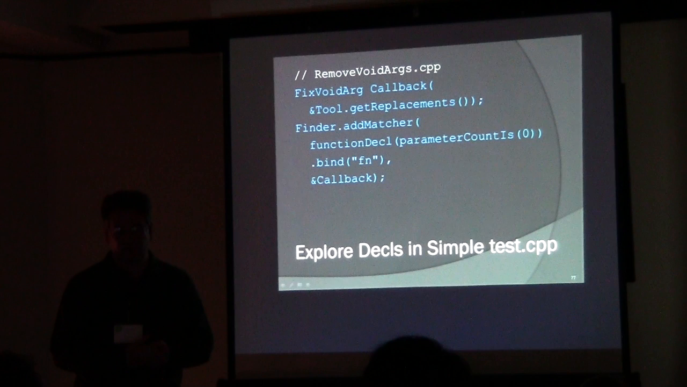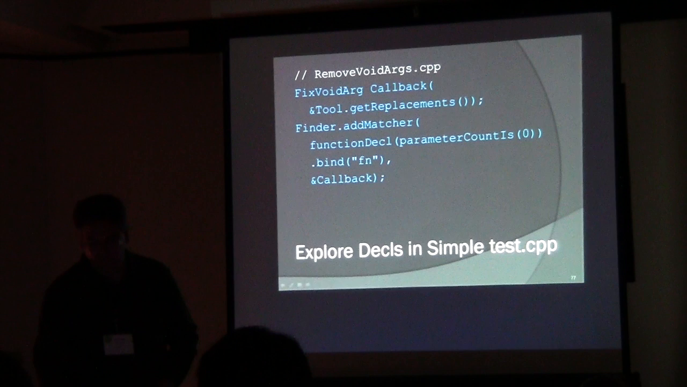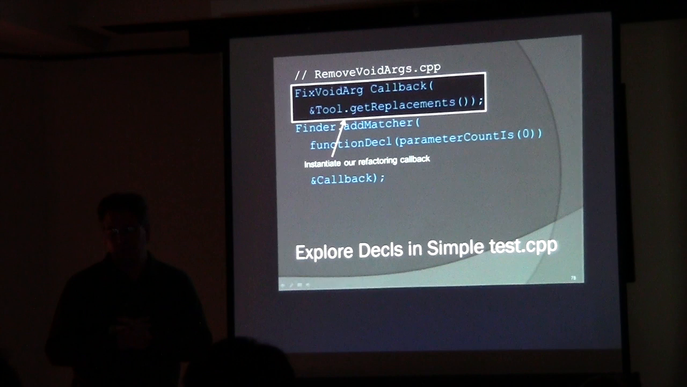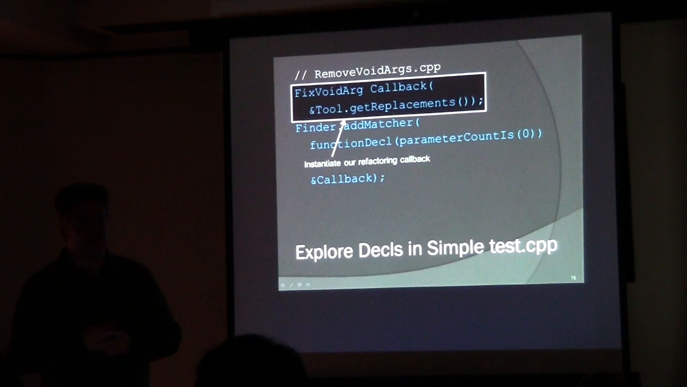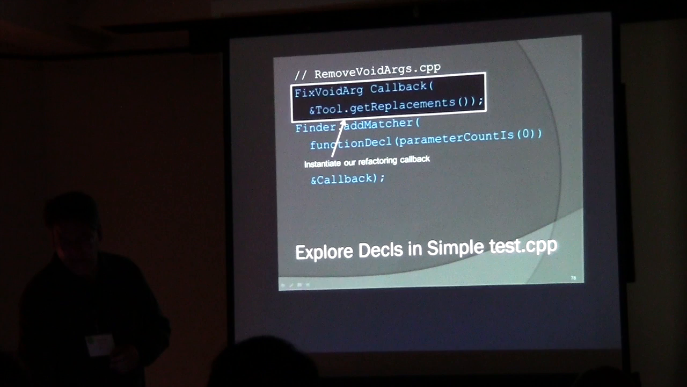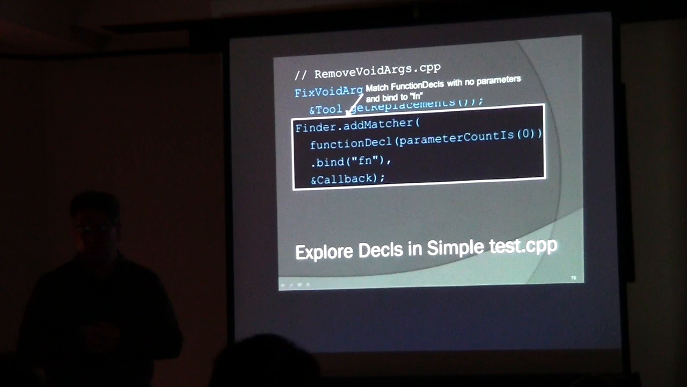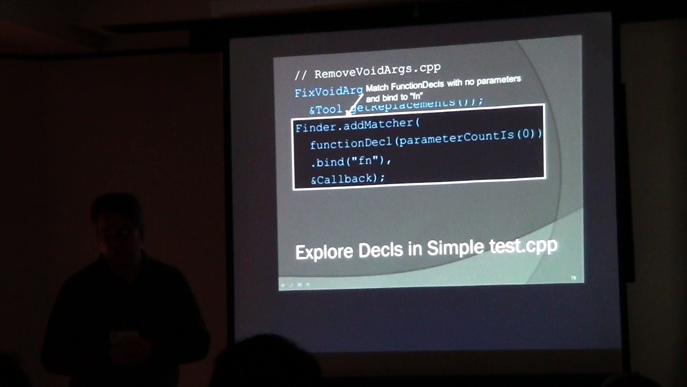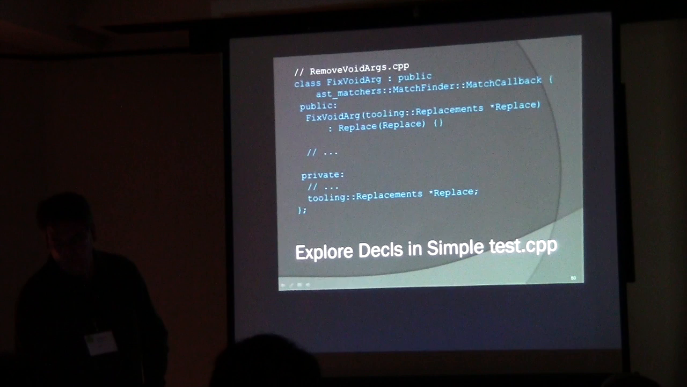That simple test CPP, we're going to see if we can get some things matching in there. And so here's our tool, fix void arg, and we're going to build it just like we built fix cstr calls, with a reference to the replacement list, so our tool can add to that list. And here's our simple matcher. We're going to look for function declarations where the parameter count is zero and bind that to an identifier called fn.